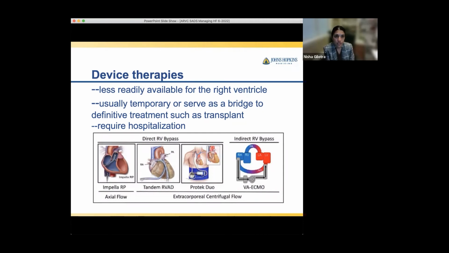They're usually temporary, so they serve as a bridge to more definitive treatment. And what I mean by that is usually transplant. And they require patients to be in the hospital. So just like I described that right heart catheterization that we do, that same kind of source of access, we can deploy pumps and various devices that help the heart work more strongly, all the way to full heart support on something called ECMO.